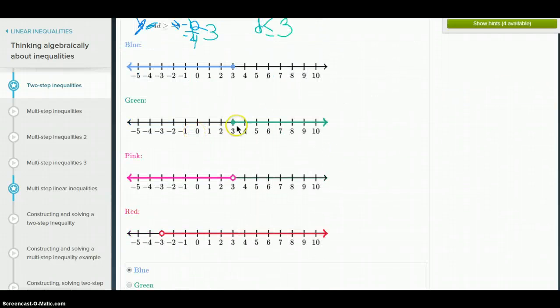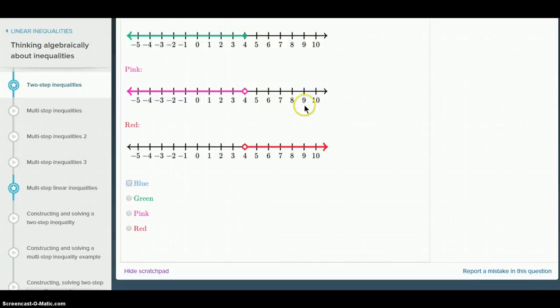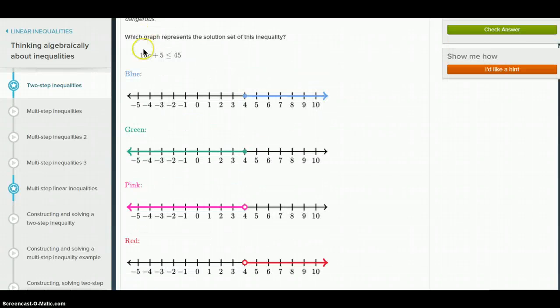Okay, so let's go to the next question. Okay, and then we have 10c plus 5 is less than or equal to 5. So let's subtract 5 from both sides. So this is going to be 40. Okay, and then we're going to divide by 10. And so we're going to have c is less than or equal to 4.